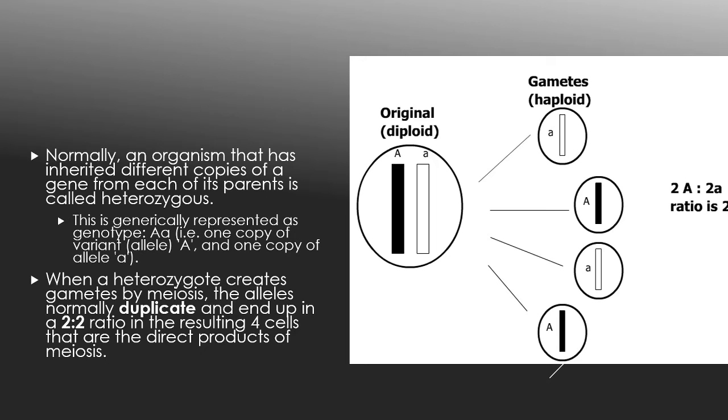Normally, an organism that has inherited different copies of a gene from its parents is called heterozygous. This is generically represented as a genotype, big A, small a. So you have one copy of variant big A and one of small a. When a heterozygote creates gametes by meiosis, the alleles duplicate and end up in a 2:2 ratio. Two have big A, the other two have small a. We have four cells which are direct products of the meiosis.